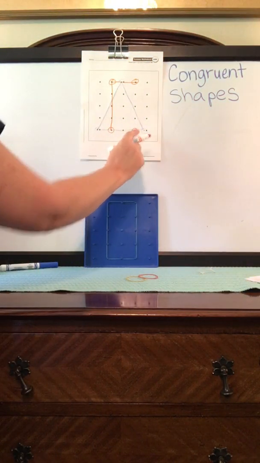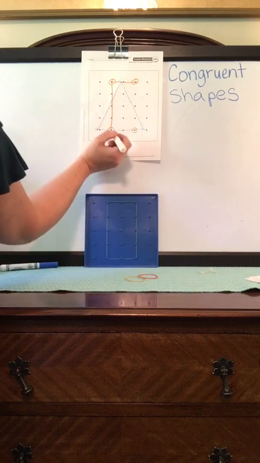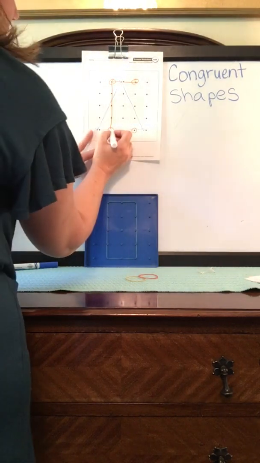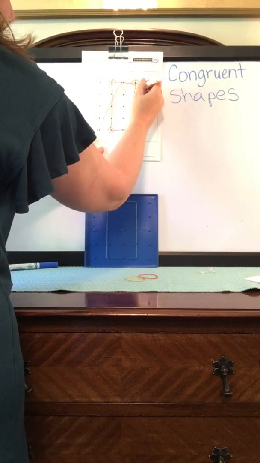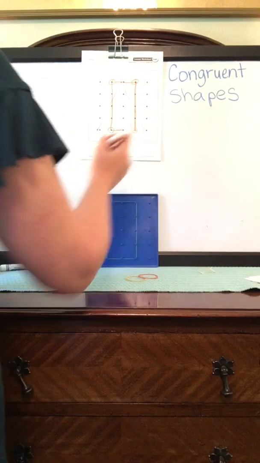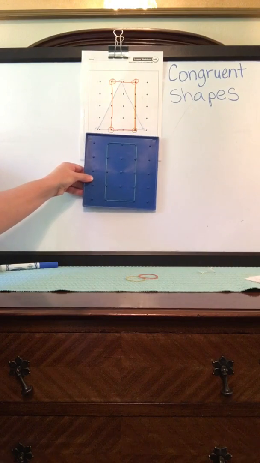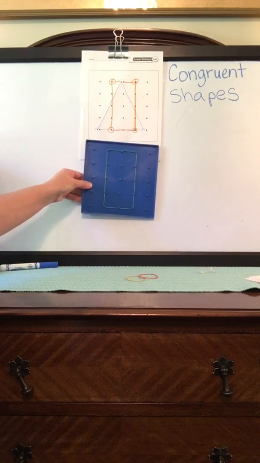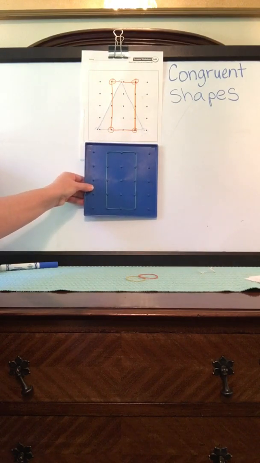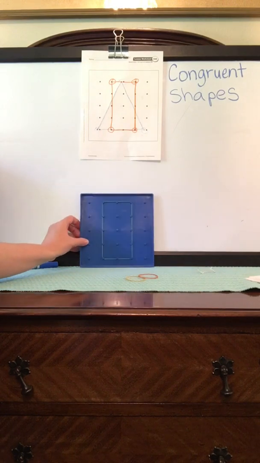All right, across. 1, 2, 3. And then down again through the 5. All right, boys and girls, looking at these two rectangles, are they congruent? Yes, they are. They're the same shape and the same size.